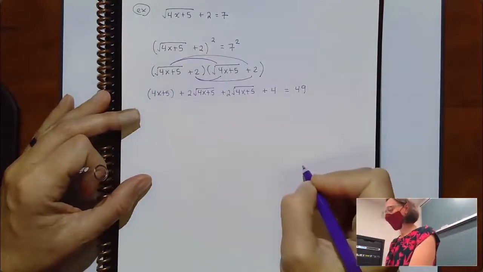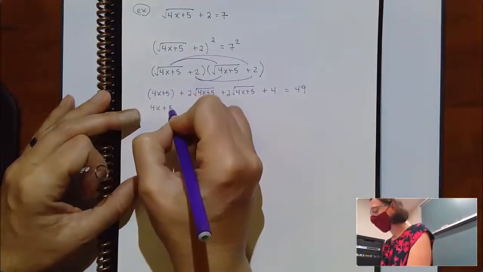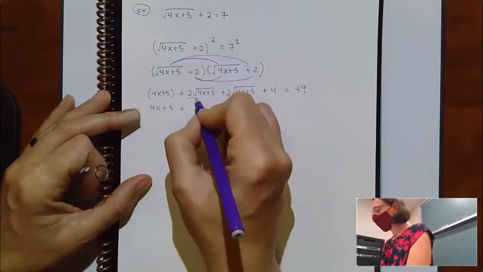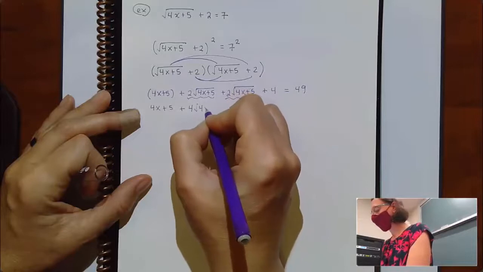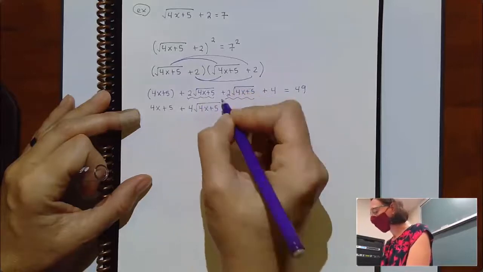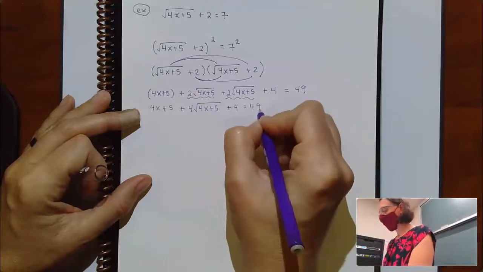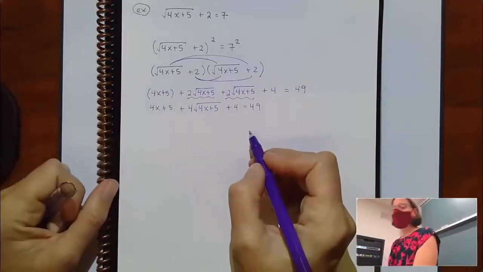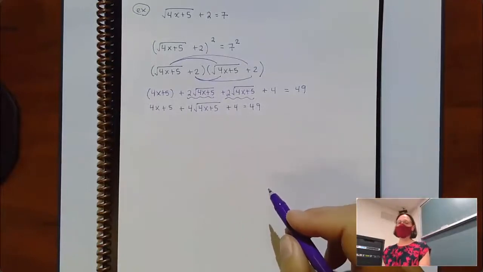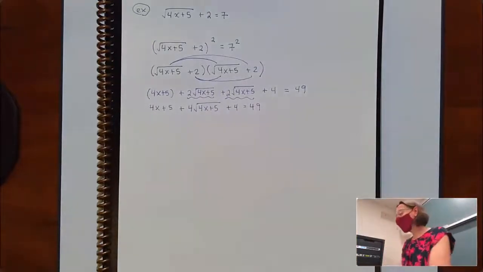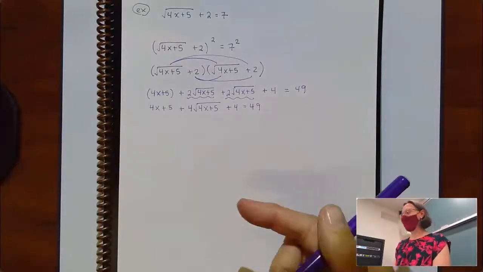7 squared is 49. So if I rewrote this, I've got 4x plus 5. I've got two of those and another two of those. So plus 4 times the square root of 4x plus 5. Plus 4, and that equals 49. I don't know if you noticed, but it got worse, not better. There is a path forward to solve this thing, but it definitely got worse, not better.